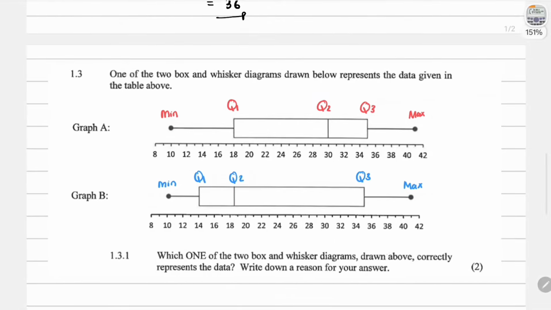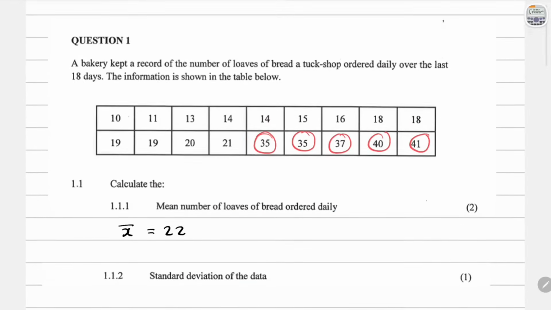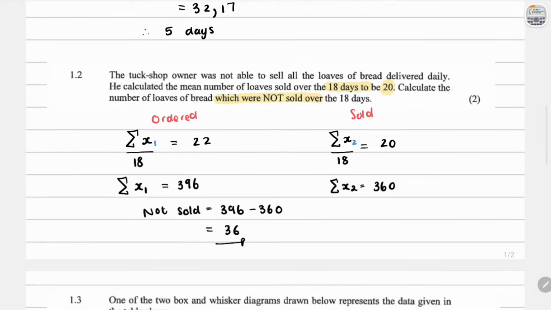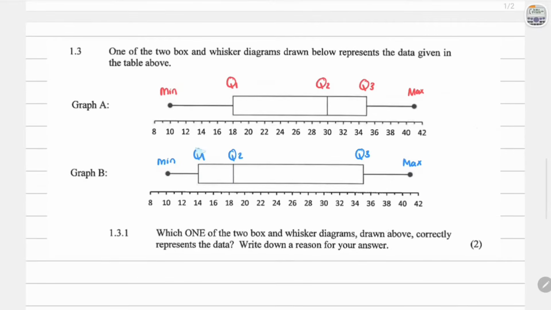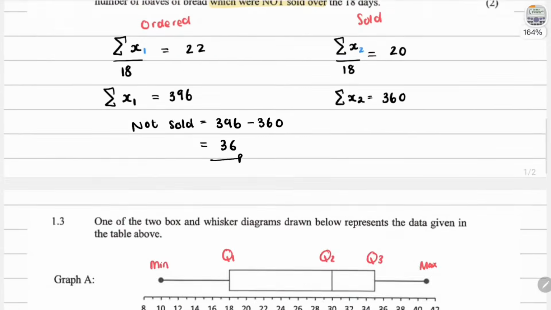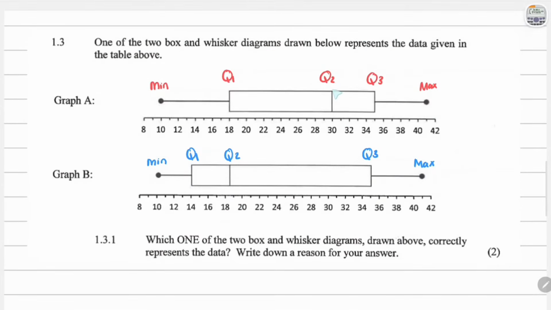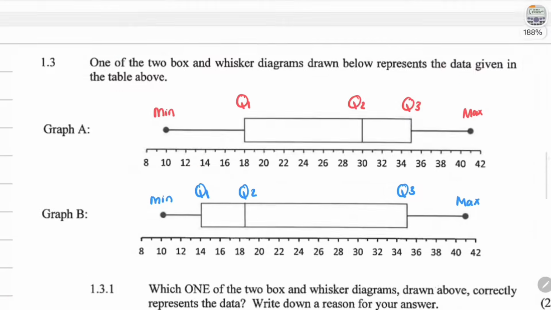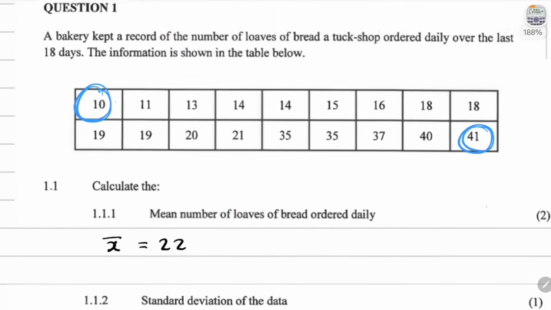So let's see what we have here in our data. Notice our minimum is 10 and our maximum is 41. Let's see what we have. Minimum is 10 in both, as we can see, and the maximum is 41, also in both. So we're going to have to use something else. Let's check the median here, because the medians are completely different. Here it's 30, here it's between 18 and 20. So let's see what the median is here.